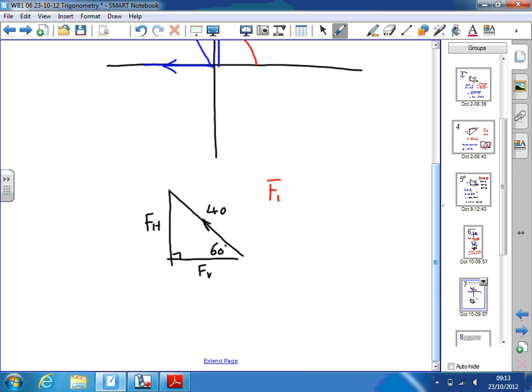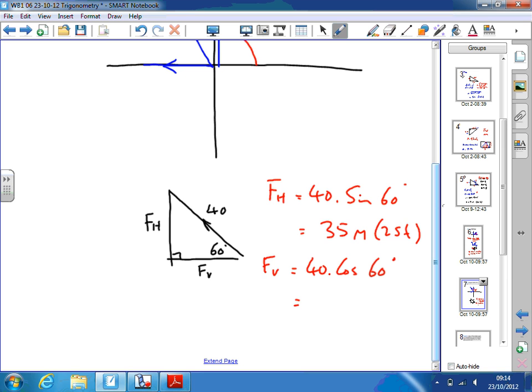So I've got the FH, and what we were doing earlier is 40 times the sine of 60 degrees, which is 35, shall we say, to two significant figures. Now we know it's 35 metres, and I also know that FB, the vertical component, is 40 times the cosine of 60 degrees. We're not so often interested in the cosine, the horizontal, but we're certainly, as I've just been saying, interested in the vertical component. And that turns out to be 20 metres, to two significant figures.